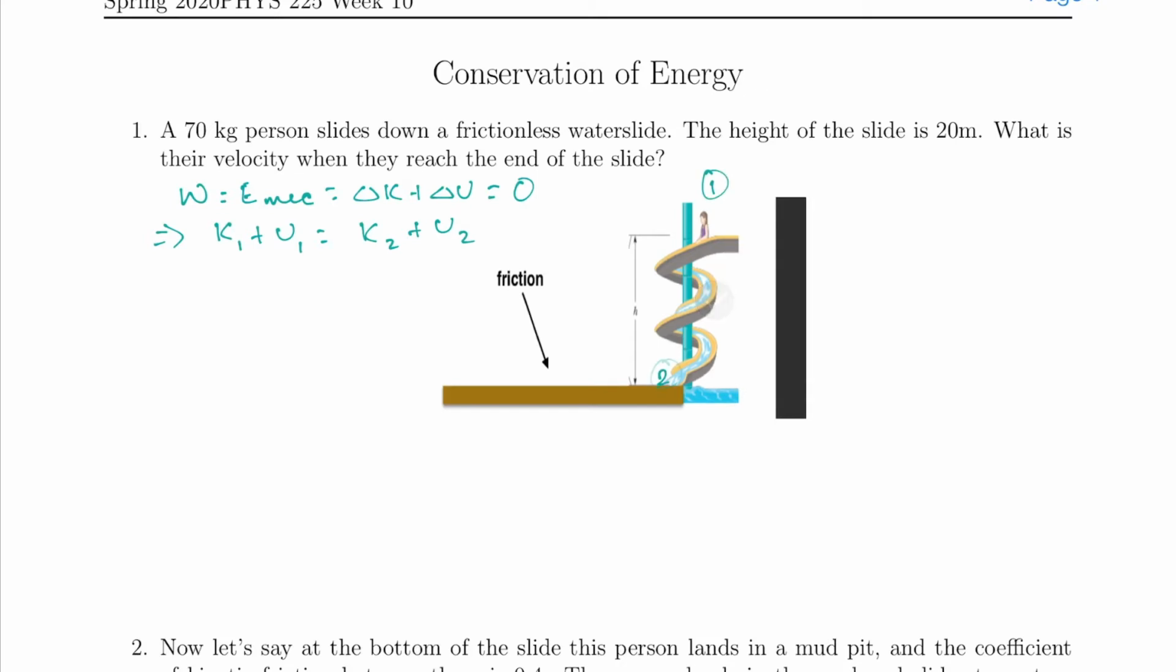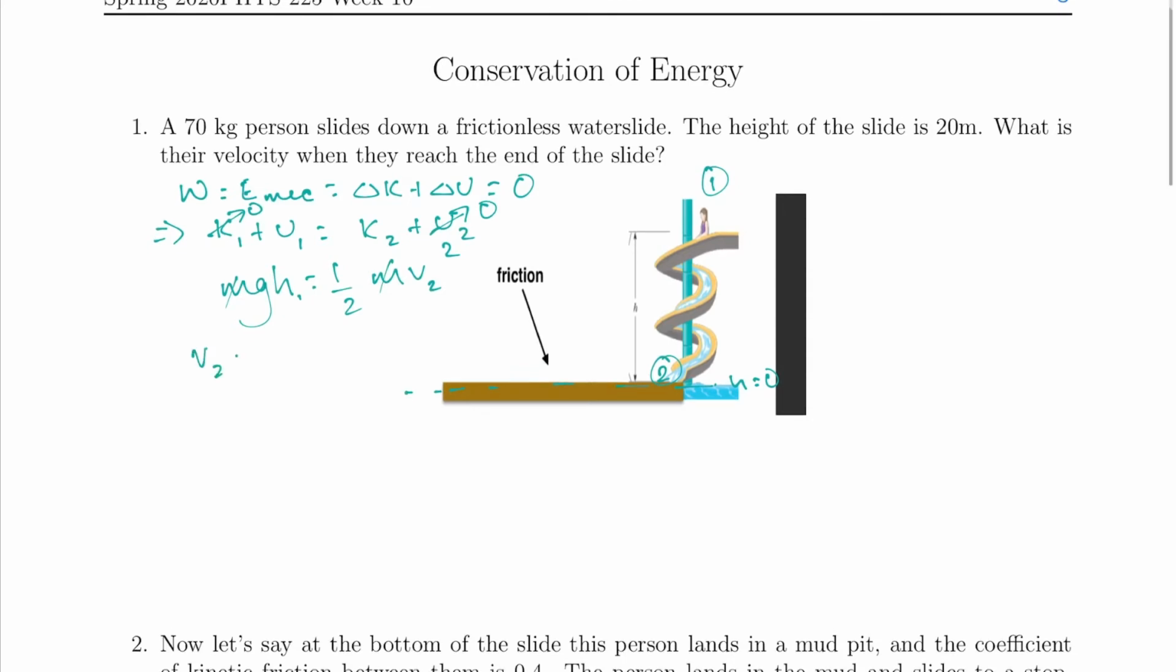So at position 1, the kinetic energy is 0 because the person starts from rest. If you consider this height to be 0 here, potential energy at 2 is 0. So rewriting this equation, mgh equals 1/2 m v2 squared, height 1. Mass cancels out, so v2 is the square root of 2g height 1, which is 19.8 meters per second, or v is approximately 20.0 meters per second.